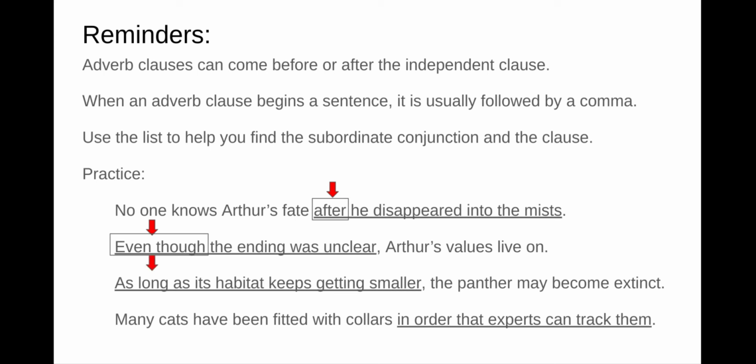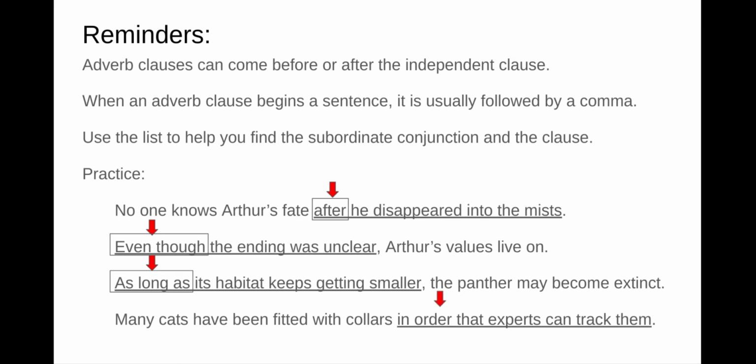And my next example: as long as its habitat keeps getting smaller, the panther may become extinct. So I'm looking for that subordinate conjunction. And in this case, it's as long as. There's a subordinate conjunction. I check the rest of the sentence. The panther may become extinct can stand alone. So I know that as long as its habitat keeps getting smaller is my adverb clause.